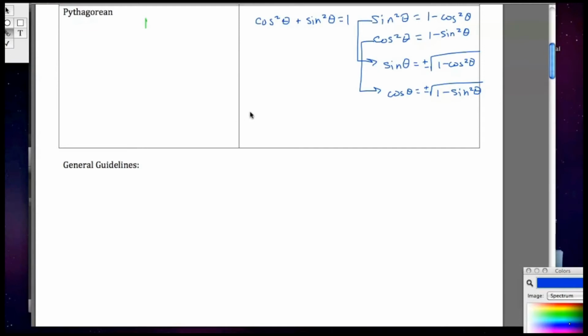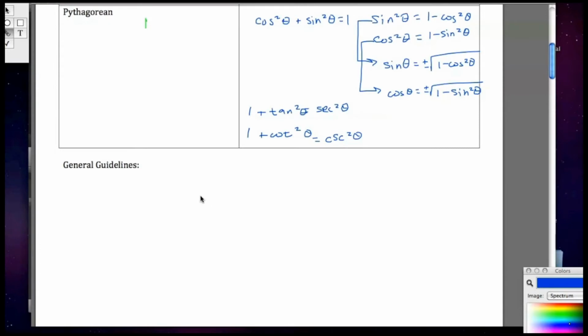The other two identities that are going to come out of this are 1 plus tangent squared theta is equal to secant squared theta, and 1 plus cotangent squared theta, should have a theta in here, is going to be equal to cosecant squared theta. Okay?